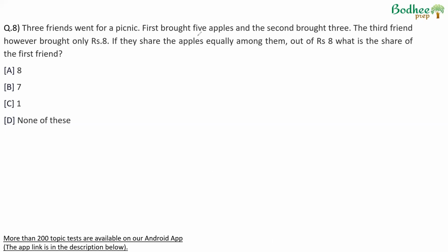3 friends went for a picnic. First bought 5 apples, the second bought 3. 3 friends, friend 1, 2, 3. The first bought 5 apples, the second bought 3 apples. The third friend, however, brought only rupees 8. If they share the apples equally among them, total number of apples is 5 plus 3, 8. This is to be divided amongst 3 people, so 8 by 3. So everyone should have 8 by 3 apples.